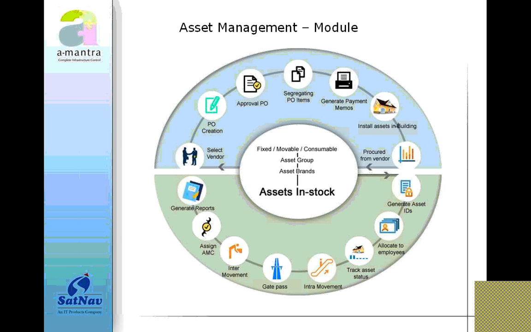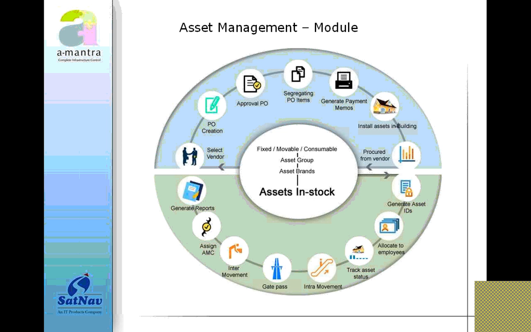Once the assets are delivered inside a building, it is considered that the assets are installed and procured from a vendor for which the PO is created. Then it goes into the stock. Once the assets are in the stock, the asset IDs are generated. The generated asset IDs are barcode friendly, and they can be printed out in the form of an Excel if you do not have a barcoding machine.